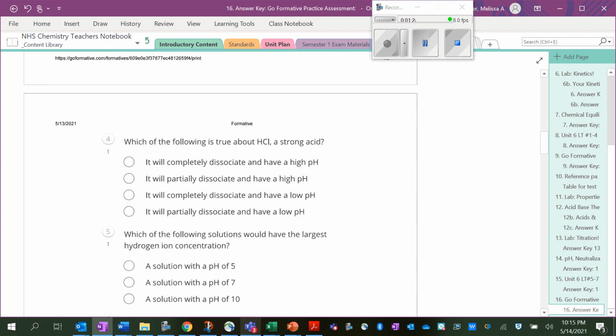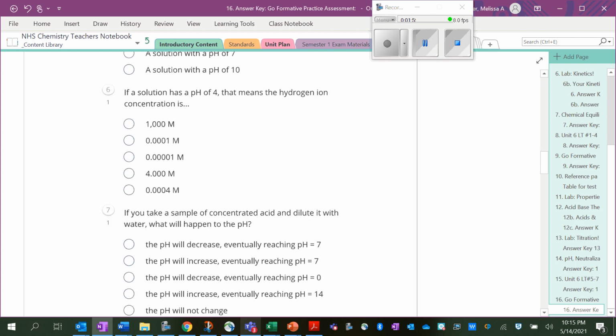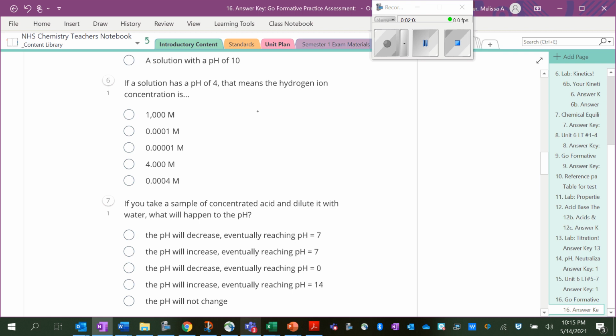Which of the following is true about HCl, a strong acid? It will completely dissociate and have a low pH because acids have a low pH. And completely dissociate means break up. Which of the following solutions would have the largest hydrogen ion concentration? That means it's the most acidic, so it would be the one with the lowest pH. If a solution has a pH of 4, that means the hydrogen ion concentration is 1 times 10 to the minus 4th. So that would be 0.0001.